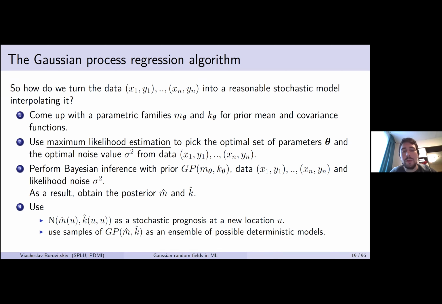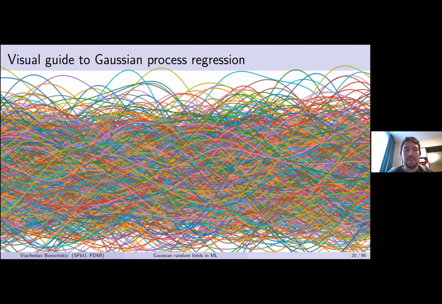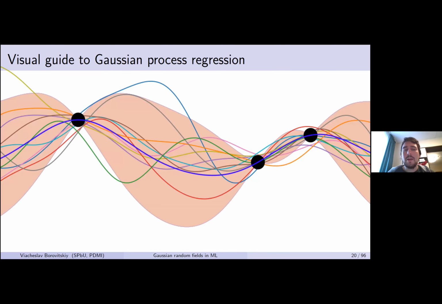And the other thing that we can do is to use samples of this posterior Gaussian process as an ensemble of possible deterministic models. As this is a distribution of functions, we can sample functions from it, and they all will respect data, and they all can be used to make predictions in new points. Sometimes sampling is very important, as we will see later in the applications. So again, let's see these pictures one more time. Samples from the prior, more samples, data comes in, then we have these samples from the posterior, and here the blue line is this m hat function, and the height of this shaded region is proportional to the k hat uu function.